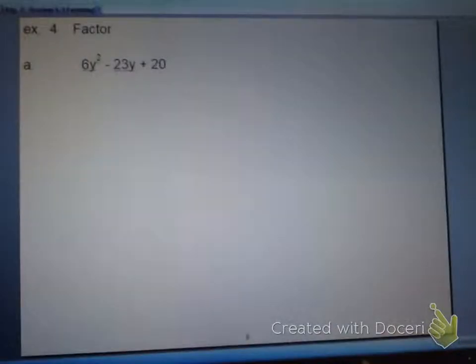Example 4, this is a trinomial. First, look to see if you have a GCF. There is not a common factor in all three terms, so I am going to factor into two binomials. So make my two binomials. First thing we have to determine is what the signs are going to be. The last sign is positive, so that means they are both going to be whatever the first sign is. So they're both going to be negative.